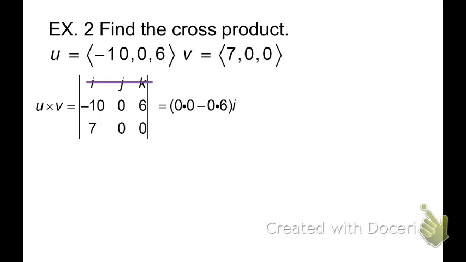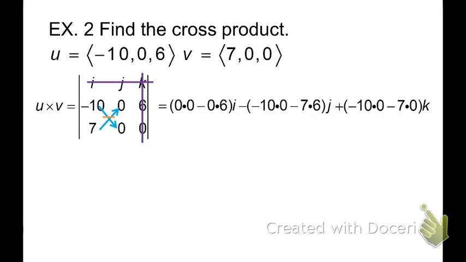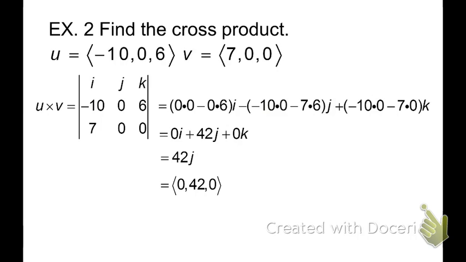And we're going to cross out the middle column and multiply negative 10 times 0 minus 7 times 6. And remember, right after the i, always put a minus, then your terms, and a j. Last column, we're going to do negative 10 times 0 minus 7 times 0, and then a k. So when I simplify each of these, we're going to get 0i plus 42j plus 0k, which you could write as 42j, or in component form, 0, 42, 0.